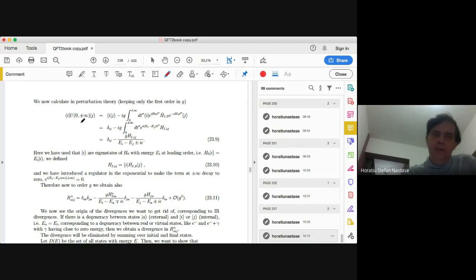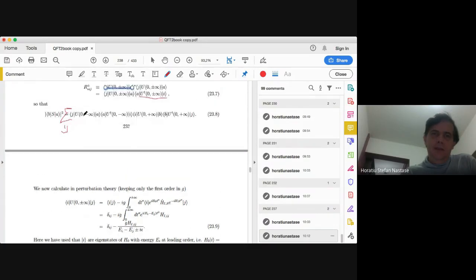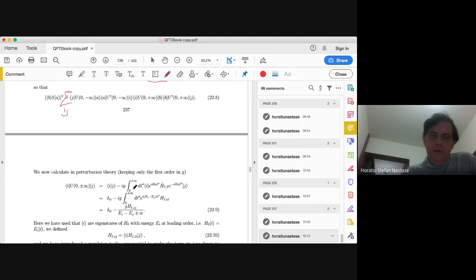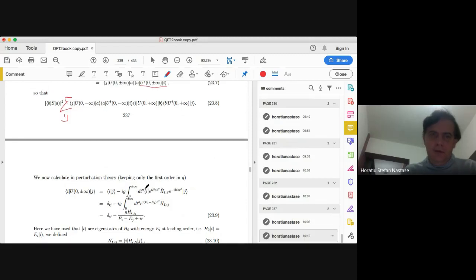We expand to first order this element between bra i and ket j of U(0, plus or minus infinity). So to zeroth order, of course, U is 1, and then I have the product of i and j. Then to first order, I just have, instead of the exponent, 1 plus the argument to first order. Basically, that's the point. So to the first order, we have the argument of the exponent between bra i and ket j.